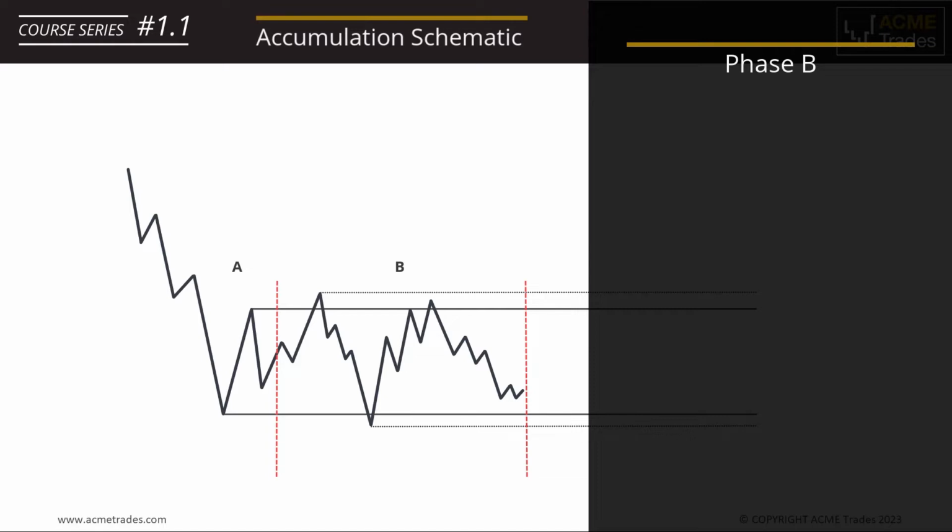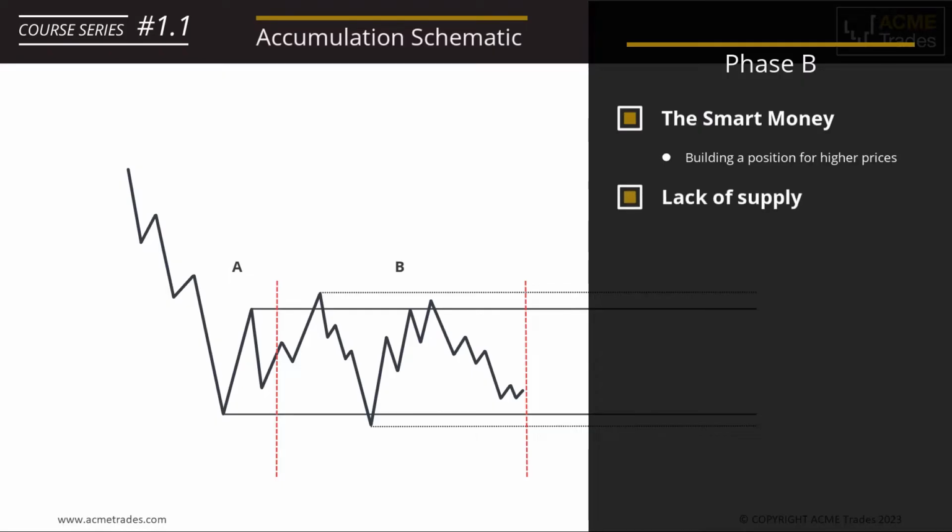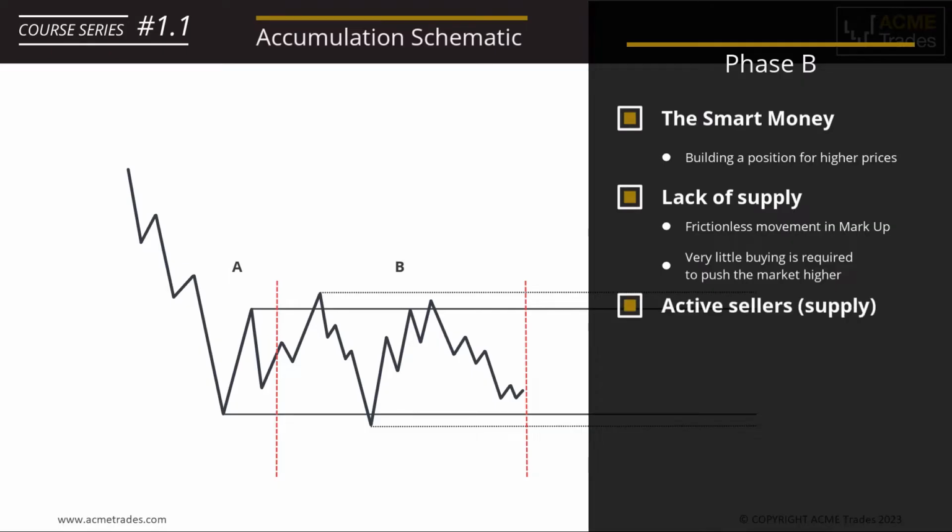Then don't forget, our CO, the smart money, is building a position and wants to take price higher, much higher, during the markup phase, phase 2. And a lack of supply means frictionless movement, as in it will require very little buying to push the market higher. But if there are active sellers in the market, this can cause potential problems for the CO, because he will need to further test or potentially absorb the selling.